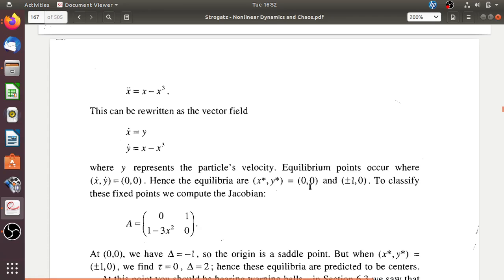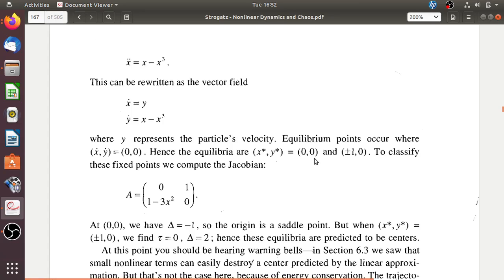Now what kind of fixed point is this? Let's use linearization, identify the Jacobian matrix, and classify the fixed points. If we do, what we will get is this fixed point is a saddle point. How about these fixed points? These fixed points give tau equal to 0 and delta equal to 2, which tells us it's a center.